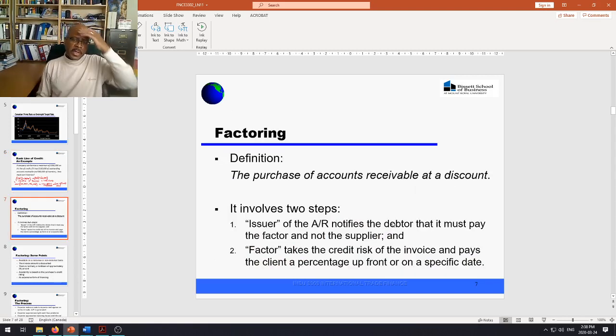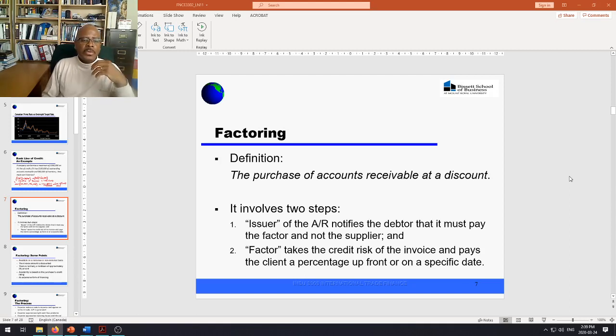The other form of short-term financing that's very popular is factoring. By definition, factoring is the purchase of accounts receivables at a discount. The financer, the person or institution that purchases these accounts receivables at a discount, is called the factor. Factoring is quite common both in local trade as well as in international trade, but it's very important for small and medium-sized enterprises in international trade.